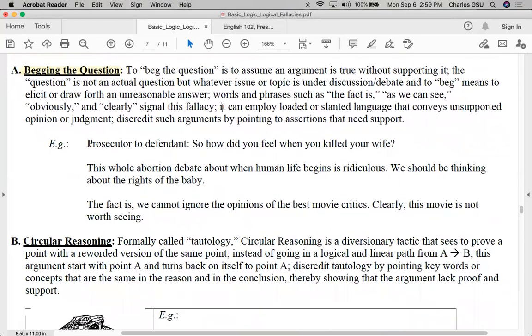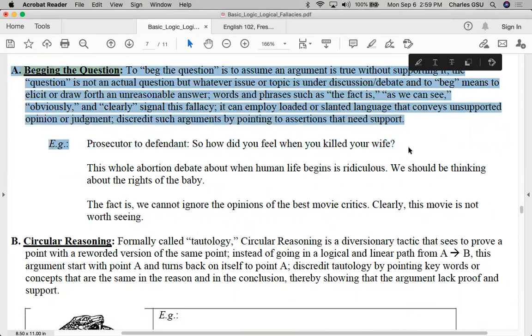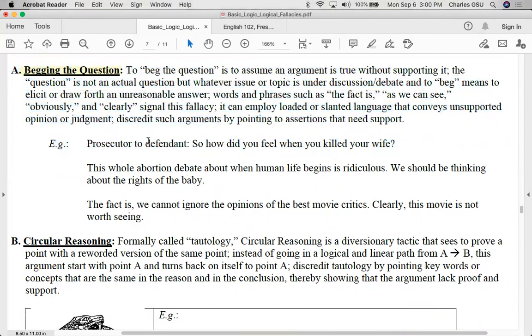So here's an example. Prosecutor to defendant. Remember, defendant is the one on trial. So how did you feel when you killed your wife? What the prosecutor is trying to do is make it a foregone conclusion that the defendant in fact killed his or her wife, when in fact it hasn't been proven yet, right? And so if you have a good attorney, he or she will say to that question, objection, leading the witness, right? This question is leading the witness to a conclusion that hasn't been proven. So it's begging the question of whether or not the murder has actually happened, much less this person did it.